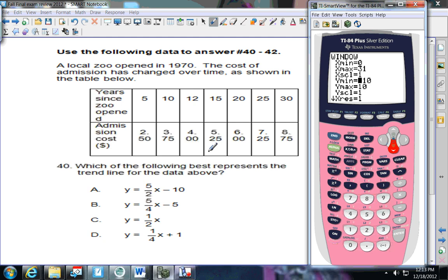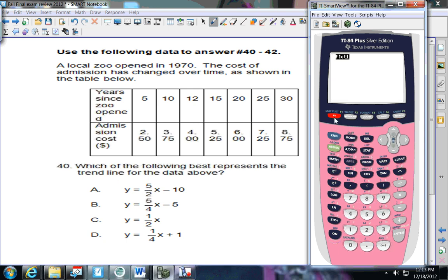Y minimum, the smallest y number is 2.50. I'll start at 0. And then I'm going to go up. I'm going to leave it at 10 because it's 8.75. Now when I press graph, there's my trend. What kind of trend is it? Positive. So now we're going to test and see which one of these works for us.